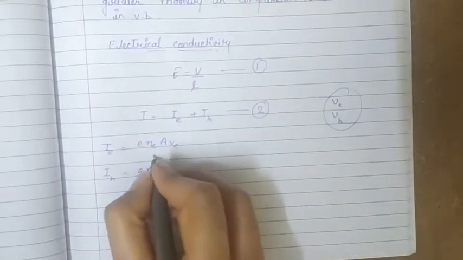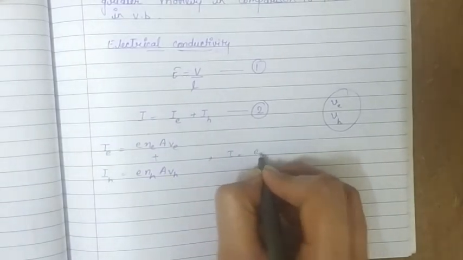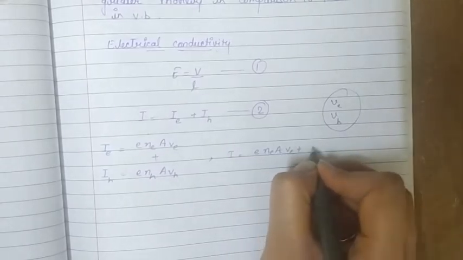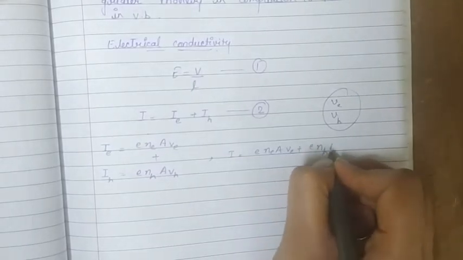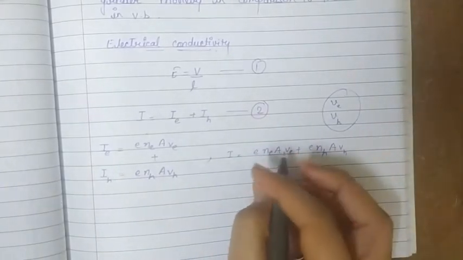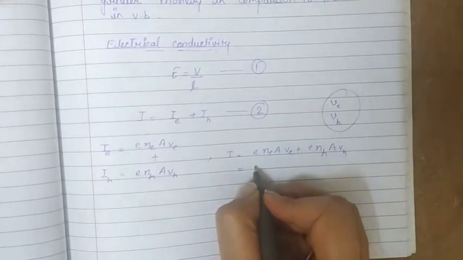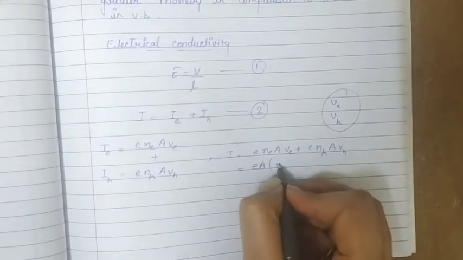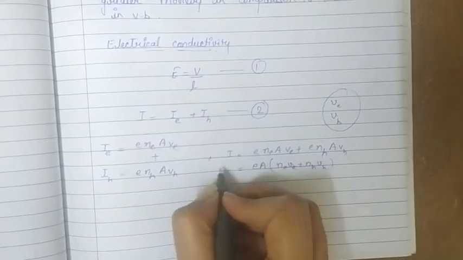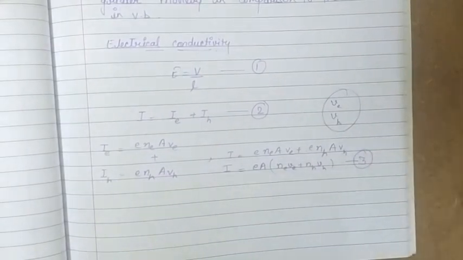And the total current will be the sum of these two. So I is equal to e Ne A Ve plus e Nh A Vh. e is the same because both have the same charge. Electron and hole have the same value of charge; the difference is of the sign only. We can take eA common and within the bracket we get Ne Ve plus Nh Vh. This is the total value of current. Let it be equation number 3.